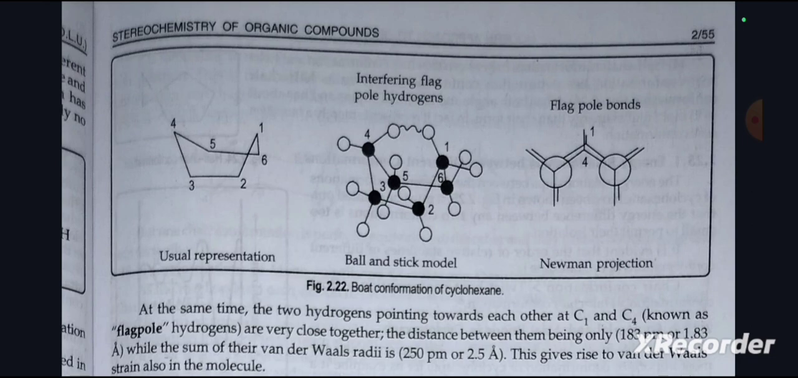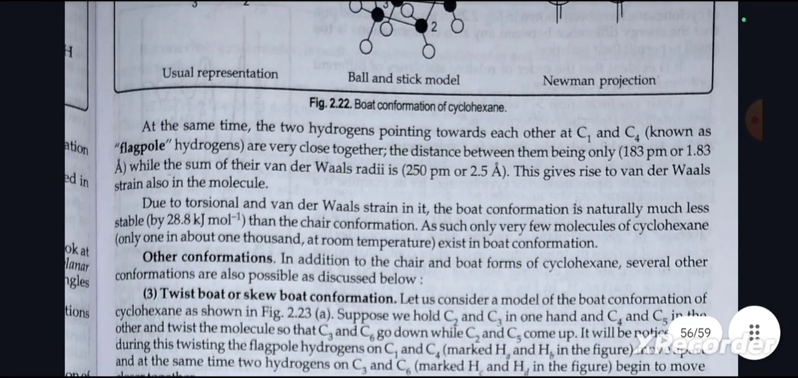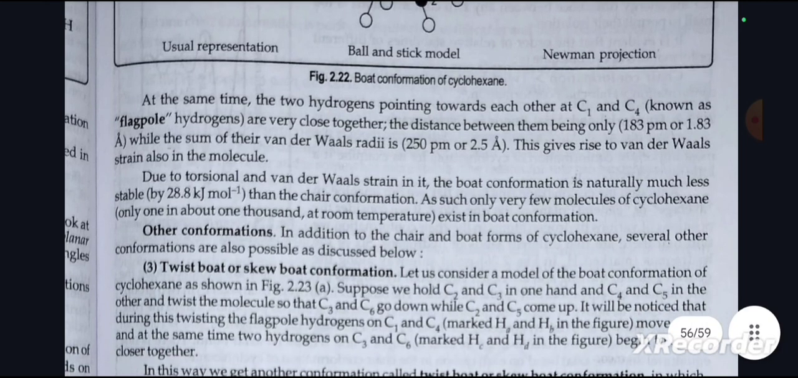Interfering flagpole hydrogen bonds. Newman projection. Figure 2.22 Boat conformation of cyclohexane.